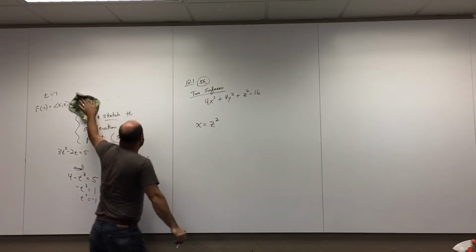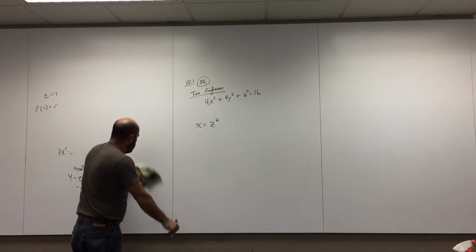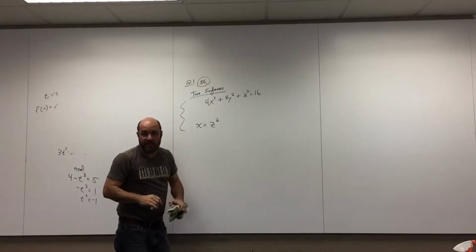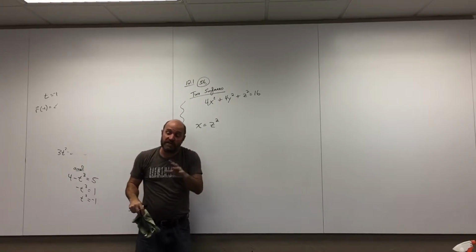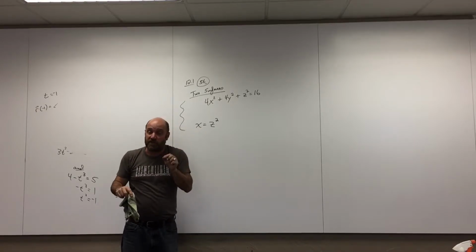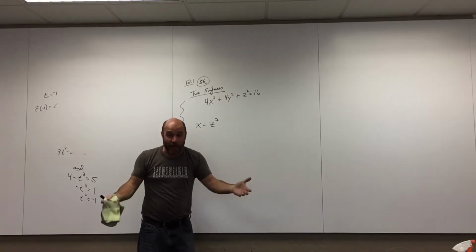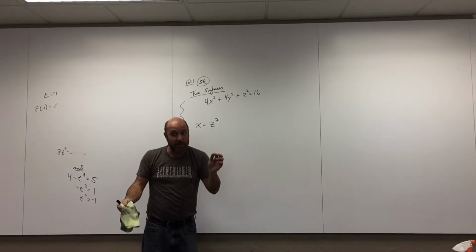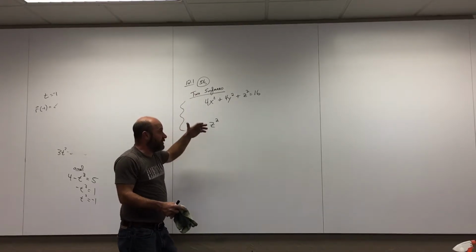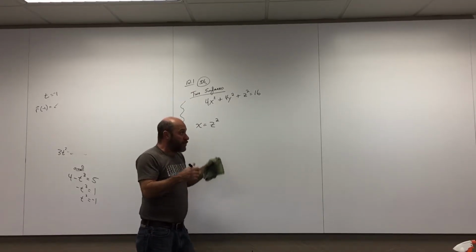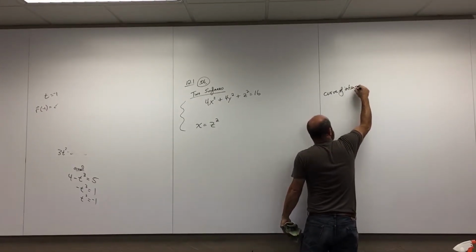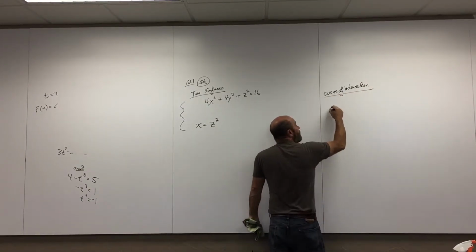I'd like to try to sketch these. But what am I trying to do? I have two surfaces, and we had this discussion last class. When two surfaces intersect, they form a curve of intersection, which can be represented with our vector-valued functions, because vector-valued functions describe a curve in space. So these are two surfaces. They intersect somehow, and their curve of intersection can be represented with a vector-valued function.